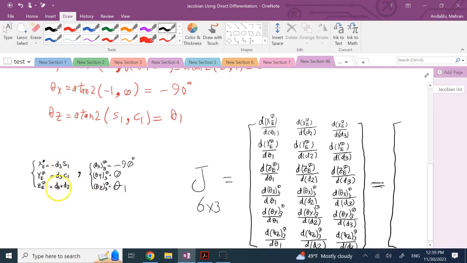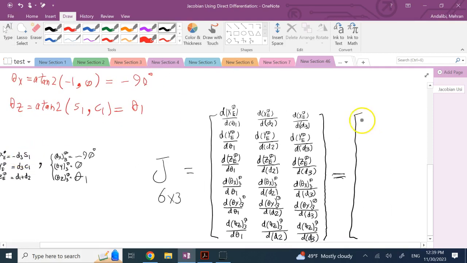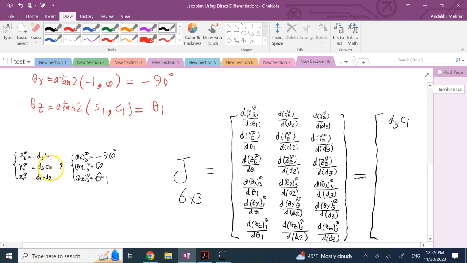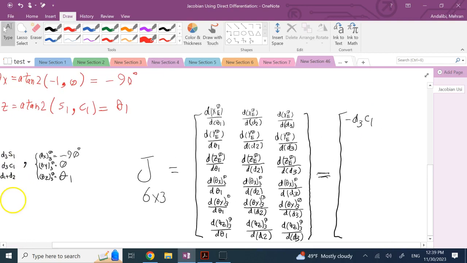So here, if I take the derivative of the 6 degrees of freedom with respect to theta 1, well, the derivative of this term with respect to theta 1, d3 here has nothing to do with theta 1. S1 is going to be C1, so it is going to be negative d3 times C1. The derivative of d3 C1 with respect to theta 1 is negative d3 S1, right?